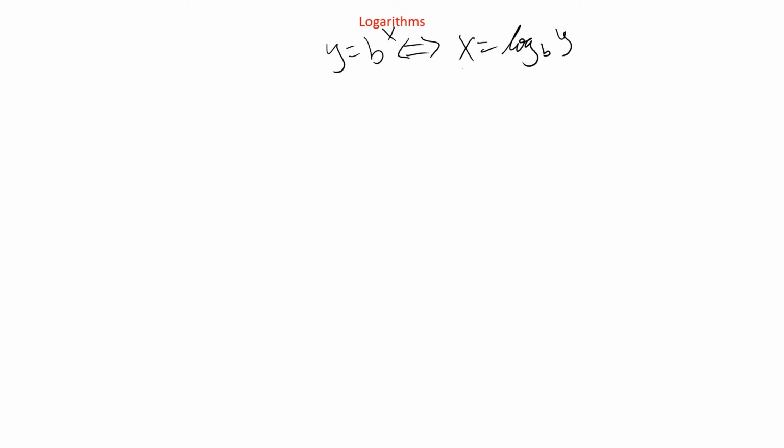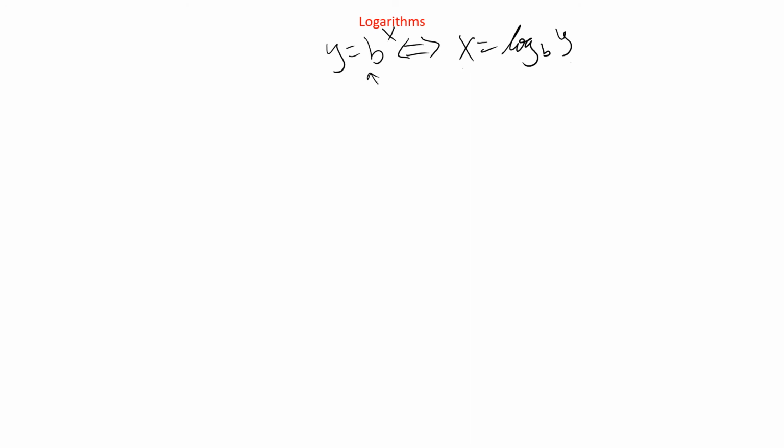Now, the b has to be a positive number, not equal to 1, just like this. The y is going to be positive because we're not going to get b to a power and get a negative number out of that. That's going to be a positive number, so y is going to also be positive. The x could be positive or negative, however.